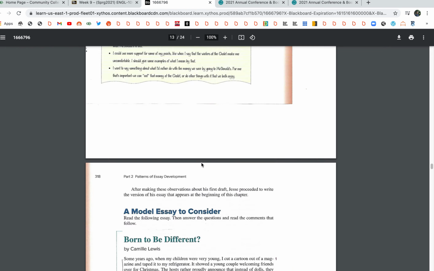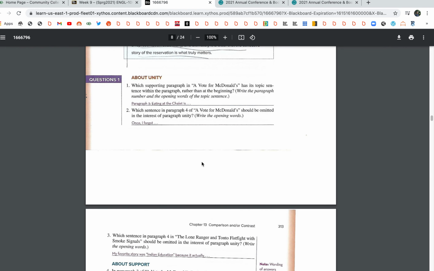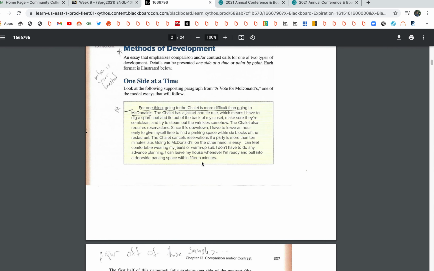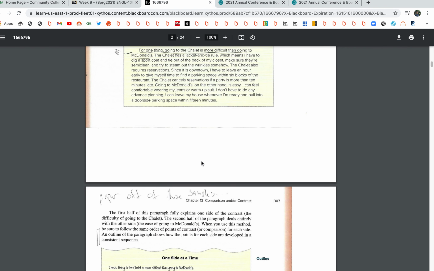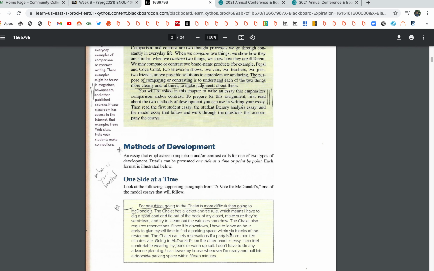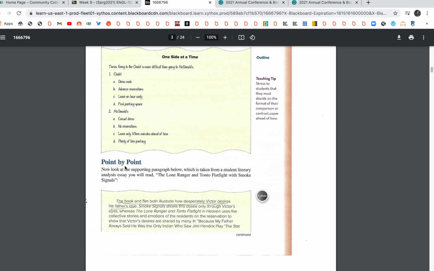But before I get off here, just one more time, the subject by subject paragraph. Let me get back to the beginning, which is one side at a time. You're talking about one aspect or one thing in the first half of the paragraph and the other in the second half of the paragraph. Point by point, you're making a point about one and then the point about the other. And those are the 2 body paragraphs I want you to use.